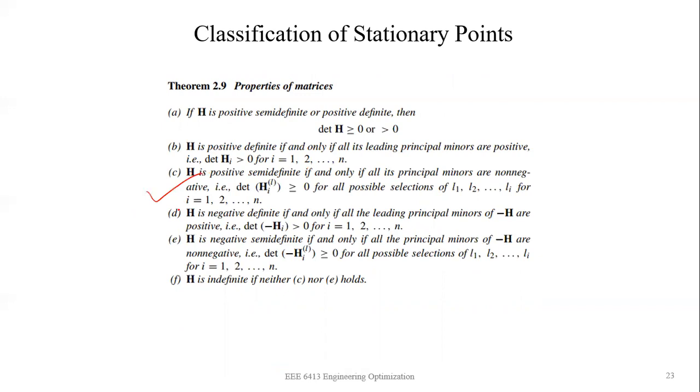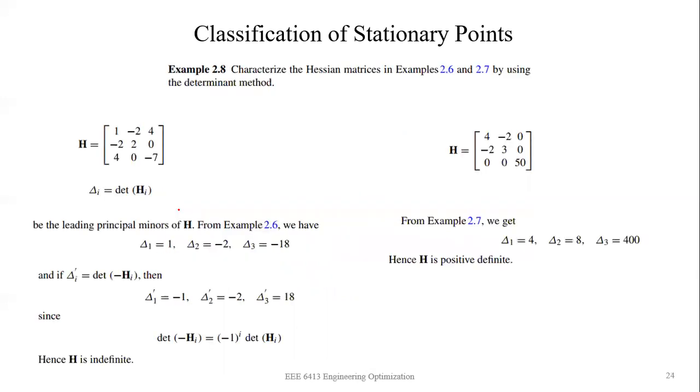So the theorem is given there. We try to avoid the proof, but the proof is not that complicated. If you are interested, we can also discuss that in the physical class. A few examples are given here with the leading principal minors. The previous two problems, 2.6 and 2.7, those matrices are given, and based on that, the leading principal minors are calculated. As you can see, they have different signs, so they are giving us an indefinite matrix. Similarly here, all the leading principal minors are positive, so our H is positive definite.